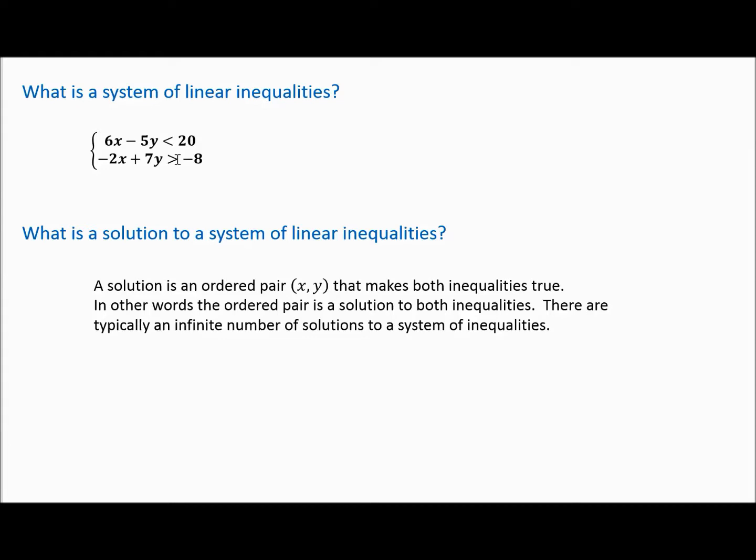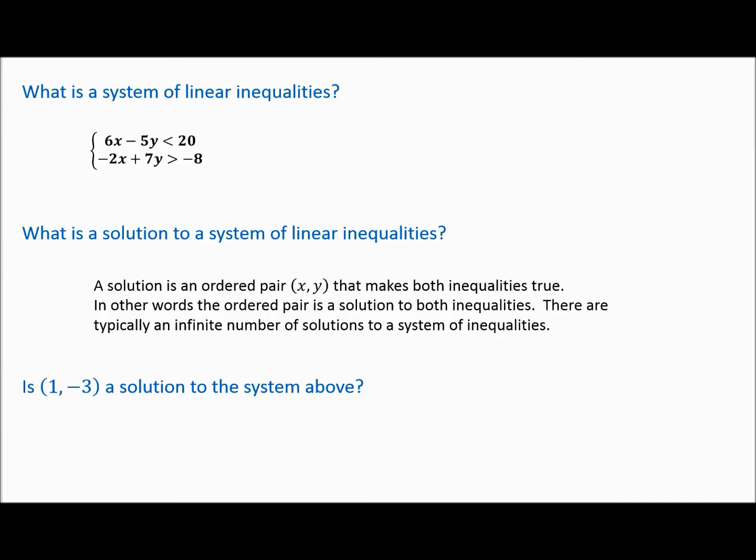So what is a solution to a system of linear inequalities? Well, a solution is an ordered pair, an x and a y value, that make both inequalities true. Not just x and y's that make the first one true, but x's and y's that make the first and the second one true. So a point (x, y), an ordered pair, substituted into either of these will make a true statement.